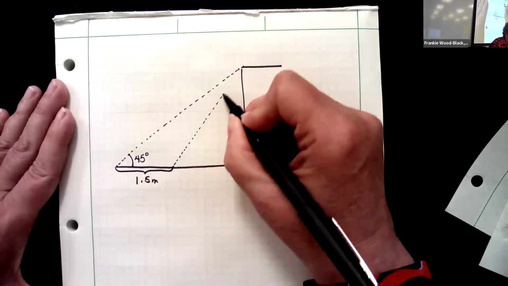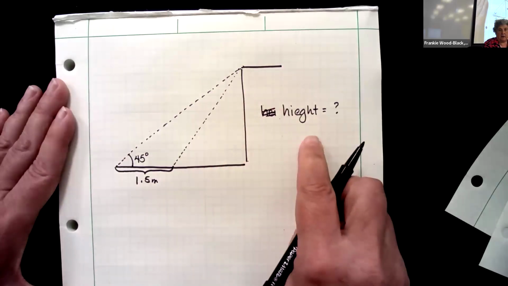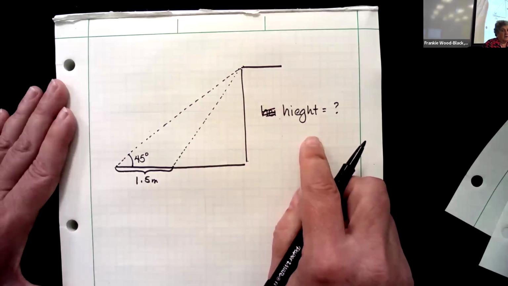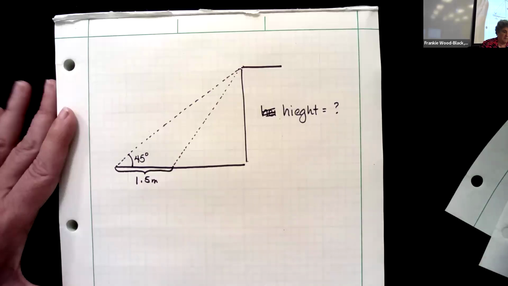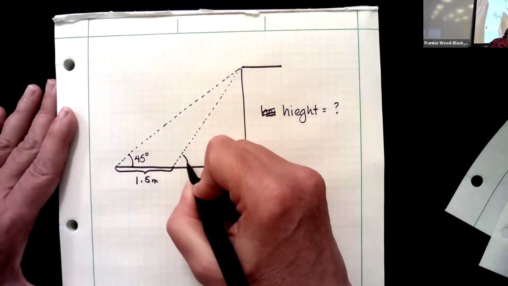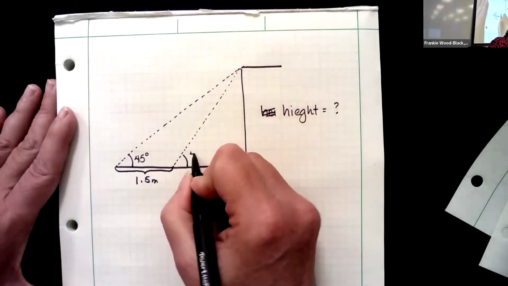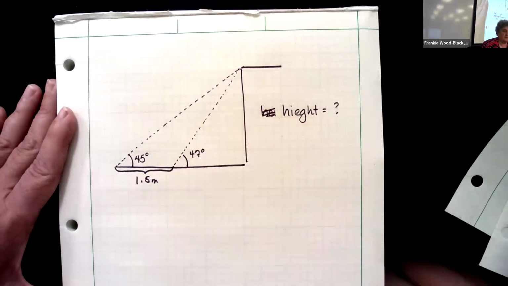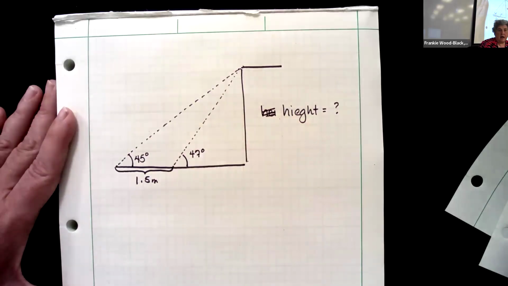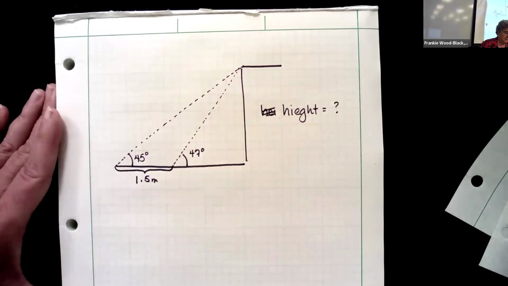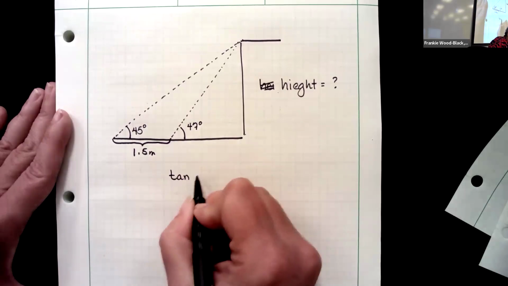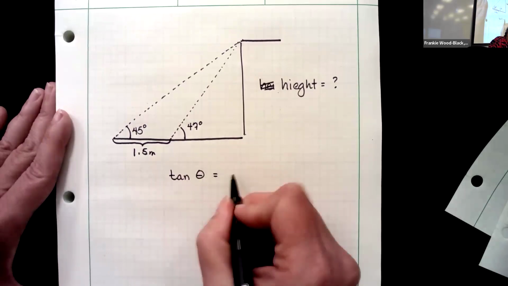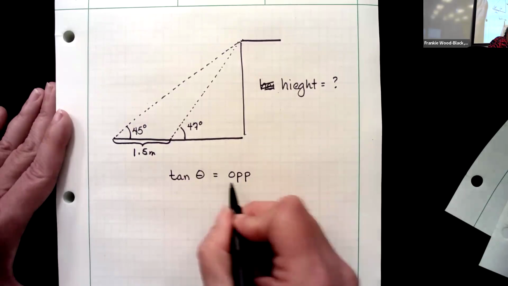And I'm making up these numbers, so this side may not be a realistic number. I'm doing this with a maybe non-realistic number because I'm just making up numbers. And this angle now is 47 degrees. I want to know the height of the building. Well, we already figured out that the tangent of the angle is going to equal the opposite over the adjacent.